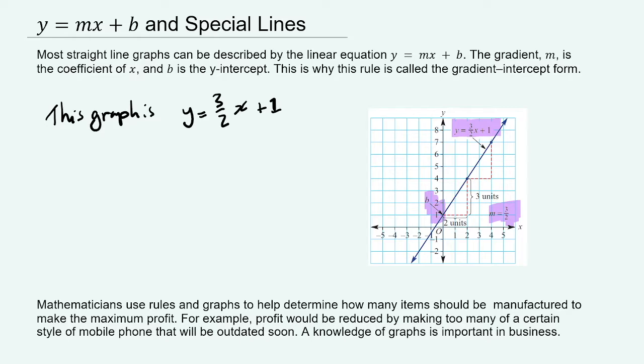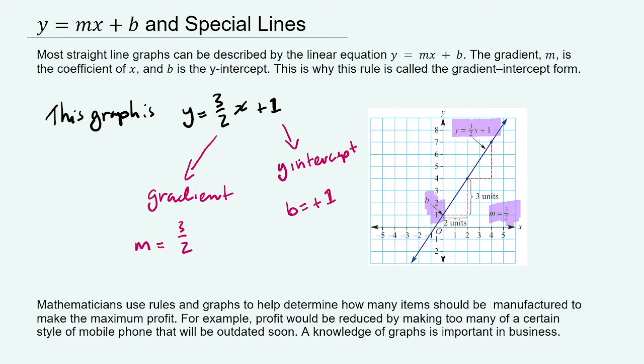So we can actually identify this in our equation. There's our gradient, or m equals 3 over 2, and there's our y-intercept, or b equals plus 1. All this works really nicely, and it can help us create rules. We can either find a rule from a line, or find a rule from some other information and create a line. Either way, it's a really good tool, and it's really handy in the finance industry.